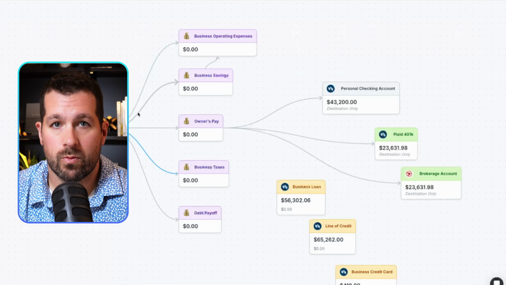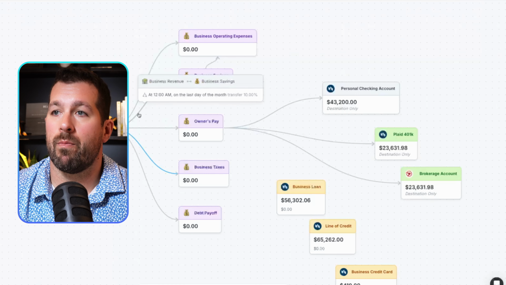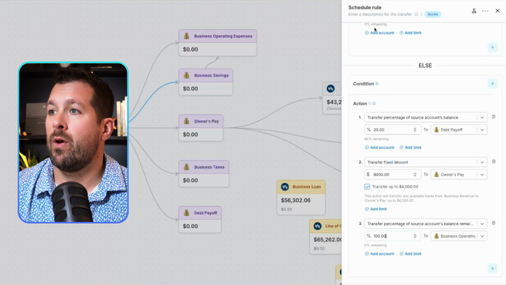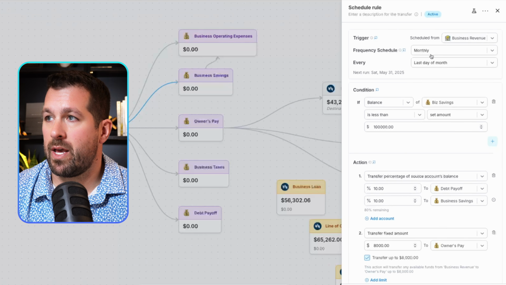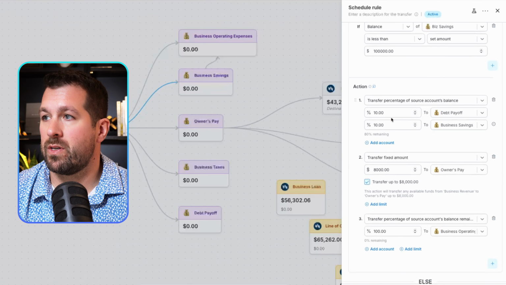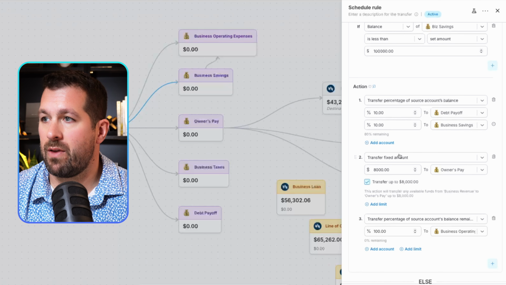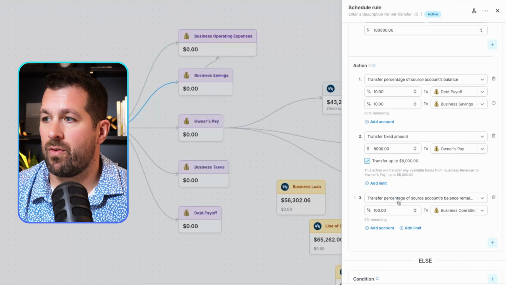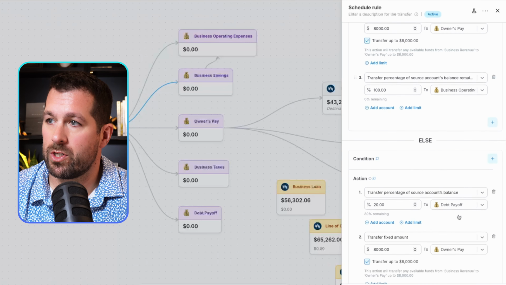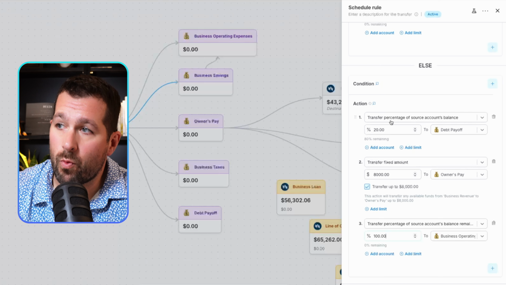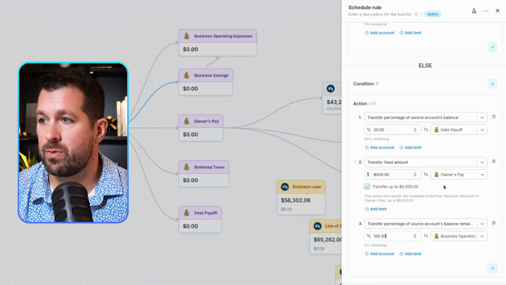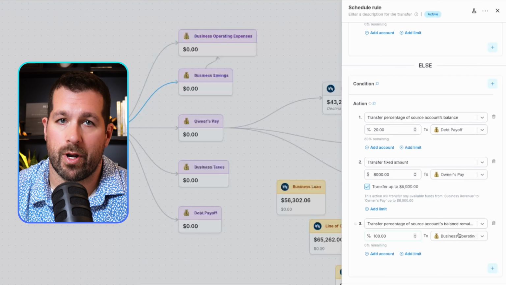The rest of our rules, rule 2, is going to focus on the end of the month. So we did a time-based rule where we have these rules set up. Revenue is scheduled on the last day of the month. So in this case, we're going to add in that condition where if the business savings is less than $100,000, we're going to make sure that 10% goes to the debt payoff, 10% to the business savings, $8,000 to the owner's pay, and everything else going to our business operating expenses. And as we just saw, if the account is over $100,000, so the alternate scenario, we're going to have 20% going to the debt payoff, $8,000 again to the owner's pay, and everything else going to the business operating expenses.